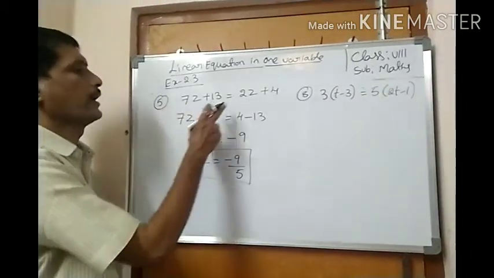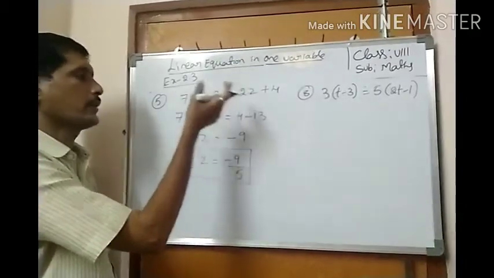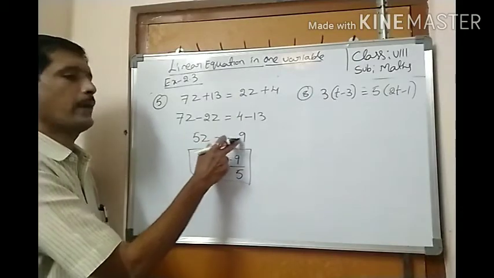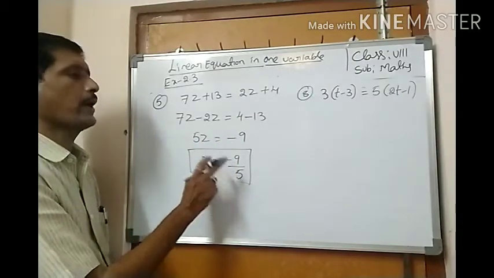Here one more time, see. Here variable z is there, here also variable z. z variables are changed. 7z minus 2z equal to 4 minus 13. 5z equal to minus 9. z equal to minus 9 by 5.